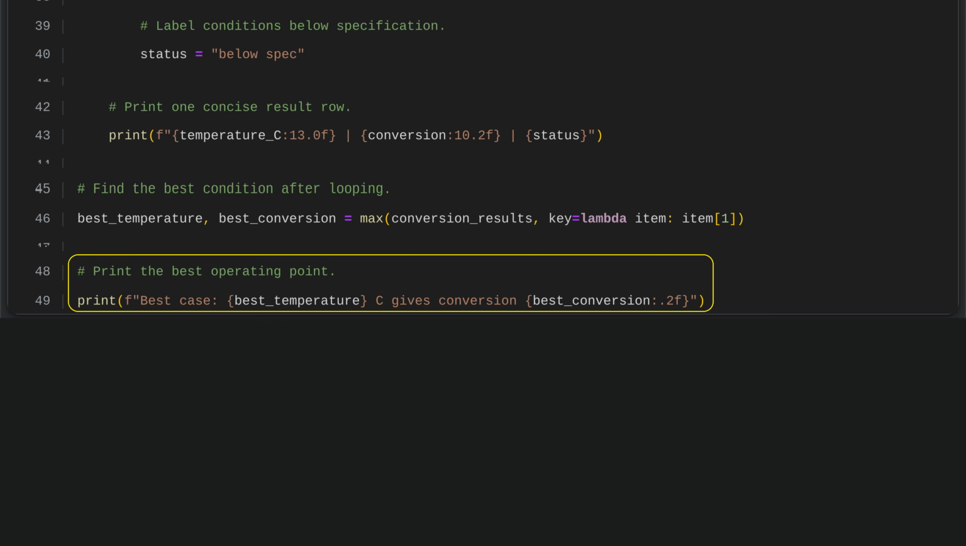The code finds the operating point with the highest conversion from the results. It uses the maximum function to compare entries by conversion value, then reports the matching temperature and conversion. The final output is a formatted message showing the best temperature in Celsius and the conversion rounded to 2 decimal places.